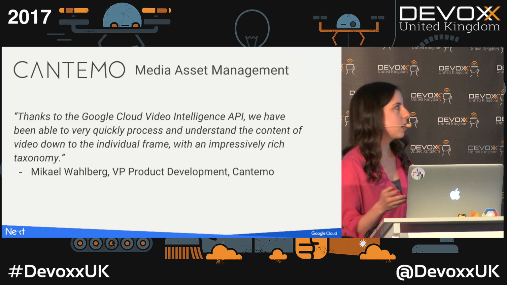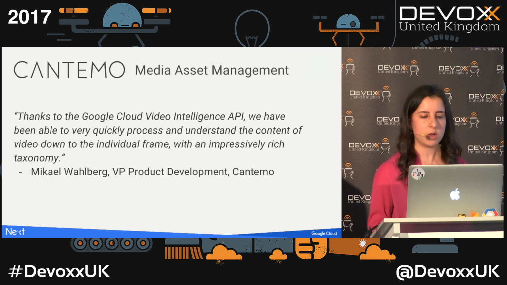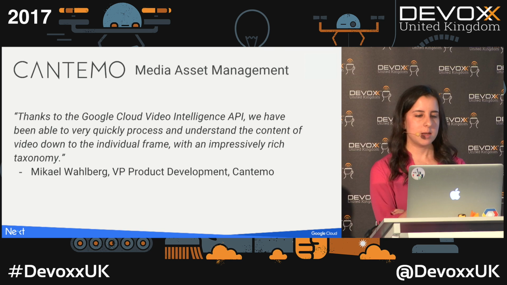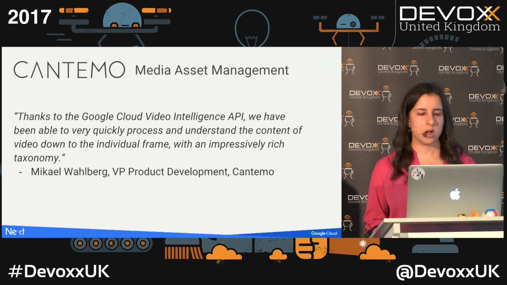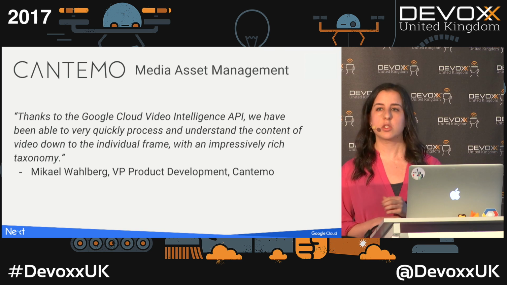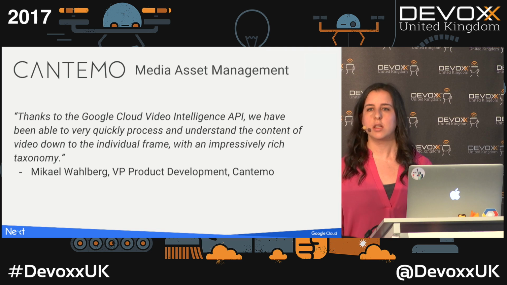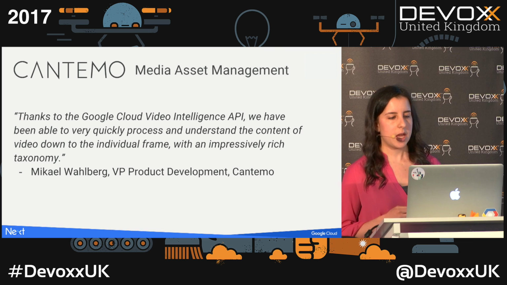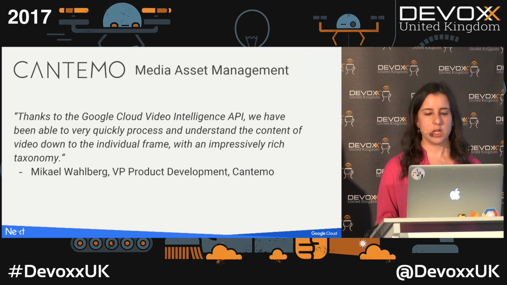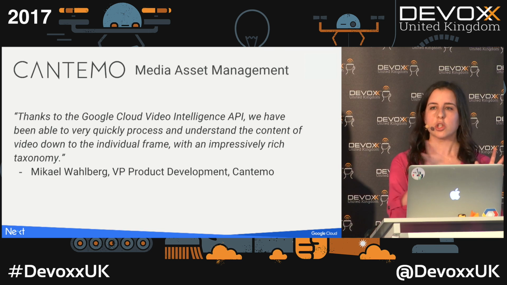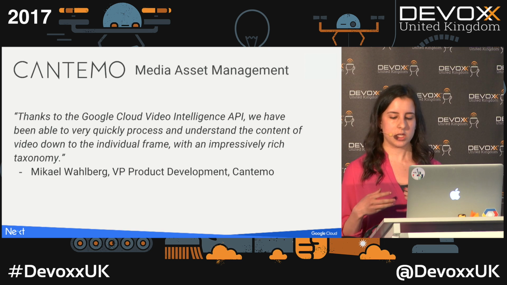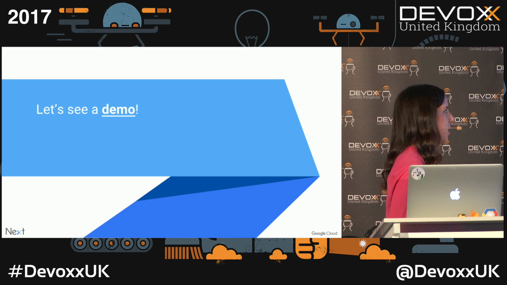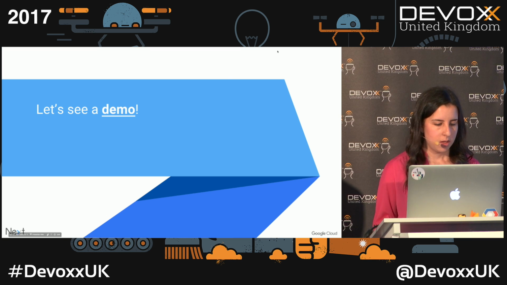So I'm going to talk about Google's Video Intelligence API, which is relatively new. We launched it about 2 months ago. And Cantemo is a company that is using it. They're a media asset management company, so all of their customers have a lot of video content. They're uploading their videos into the platform. Cantemo transcodes them and helps them make sense of it. And they're using the Video Intelligence API to search all of their video, to improve the user's experience searching their video content. And this API is also best experienced with a demo.